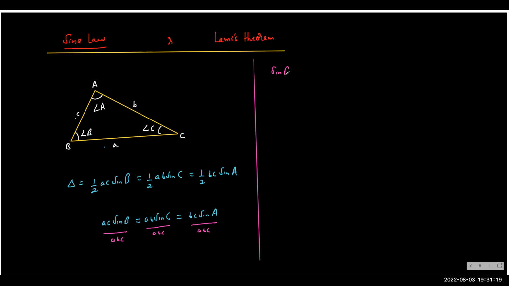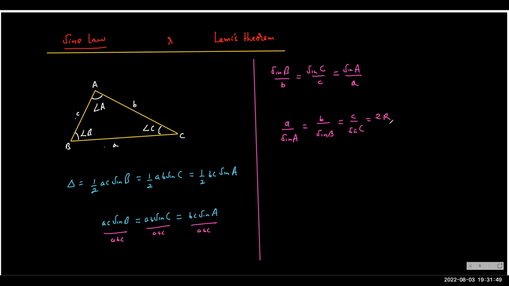Sin B by B, sin C by C, and sin A by A. I can invert it as well. So I can add A by sin A, B by sin B, C by sin C. And this relation, I think this is equal to 2R.